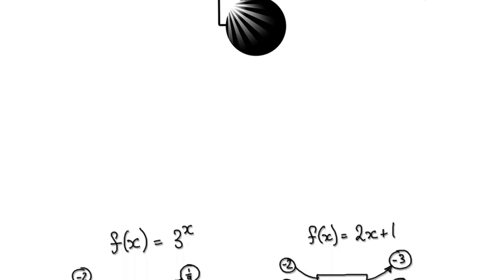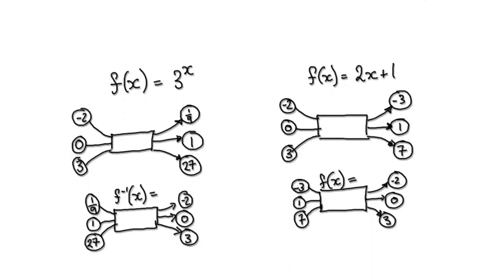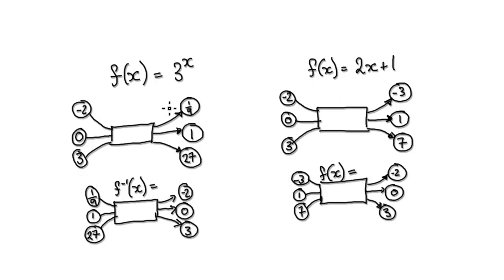If I were to give you this function f of x equals 3 to the power of x, how would you go about finding the inverse function? So for example, if I put a negative 2 into this machine, well, 3 to the power of negative 2, that would be 1 over 9. It would spit out the number a ninth.